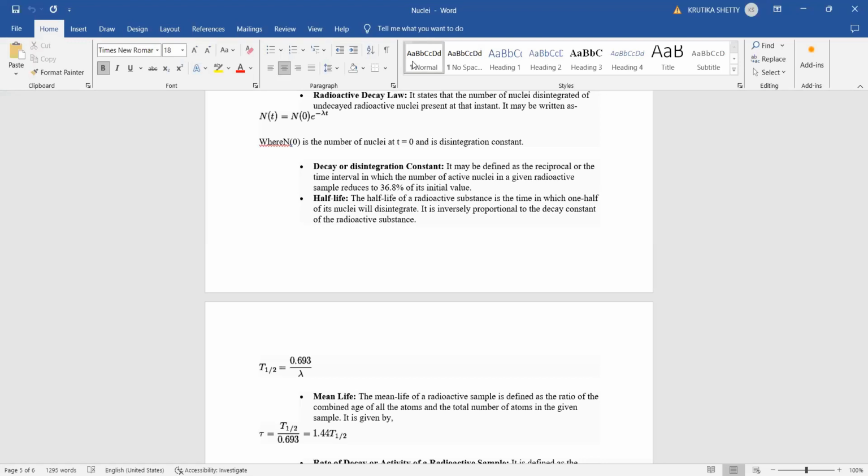First, yesterday we stopped at the decay law. So the radioactive decay law is given by N = N0 e^(-λt), where N(t) is the number of atoms remaining. Yesterday we defined the radioactive decay law as: the rate of disintegration is directly proportional to the number of atoms in the initial stage. So here we will write it as dN/dt = -λN0.